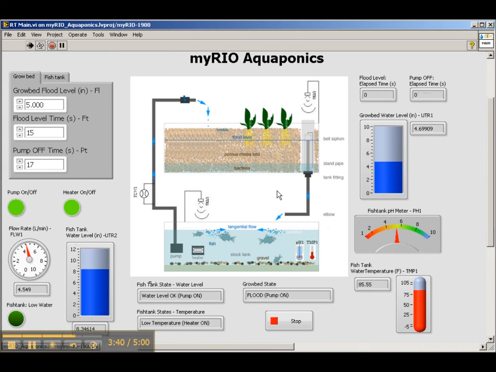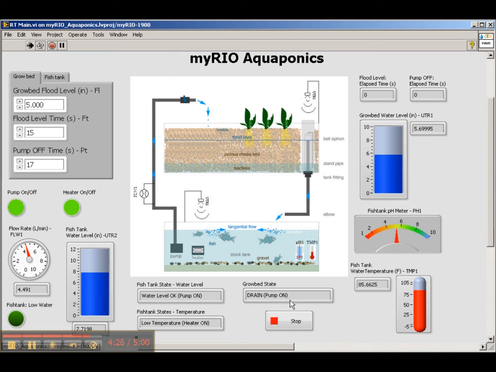In the meantime, our grow bed water level continues to rise, and once it reaches 5 inches, we're going to enter the post-flood state. As you can see, currently we're in the post-flood state, and it will stay there until the flood level timer has elapsed. The flood level timer is currently set to 15 seconds. Once 15 seconds has elapsed, we're entering the drain state, where the water will be pumped into the grow bed until the bell siphon effect takes place, and the grow bed will be fully drained of the water.